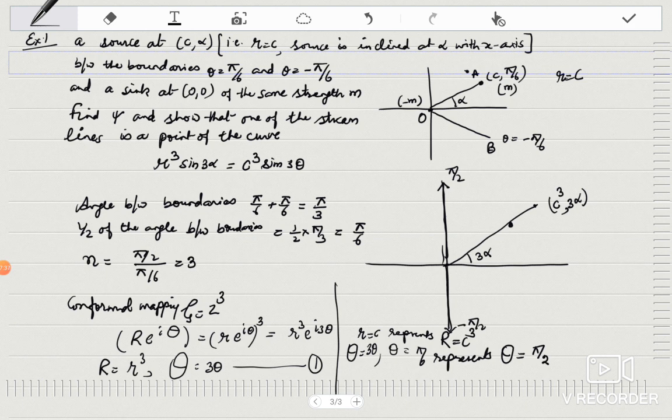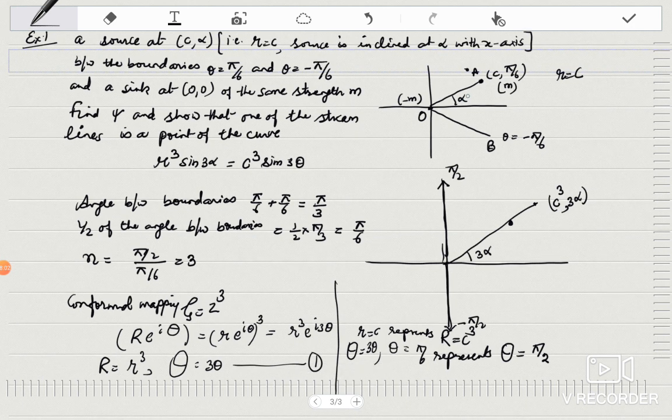Now look at the advantage. Initially we have a source at A and a sink at O, and we have two boundaries. These are the rigid boundaries present in the flow, and due to their presence, the flow may be modified. To find the effect of these boundaries, we would first like to convert these inclined boundaries into horizontal or vertical boundaries, so we use the conformal mapping. Here you can see that d zeta by dz is equal to 3 z squared, which is non-zero on the boundary.